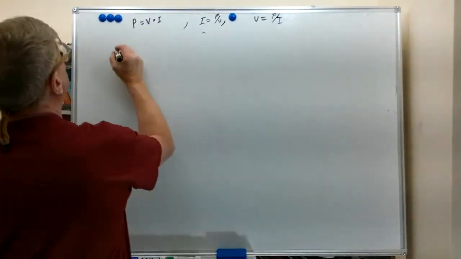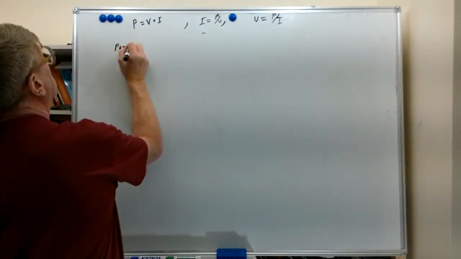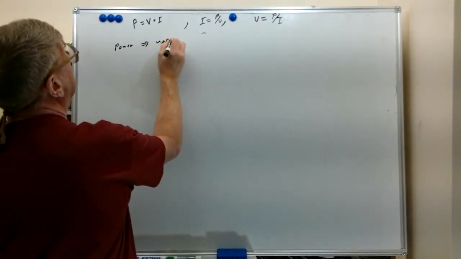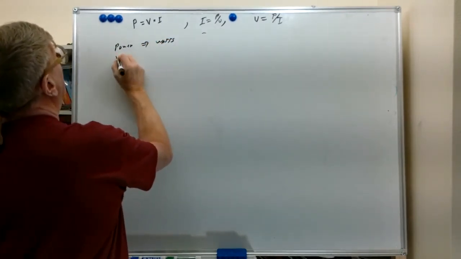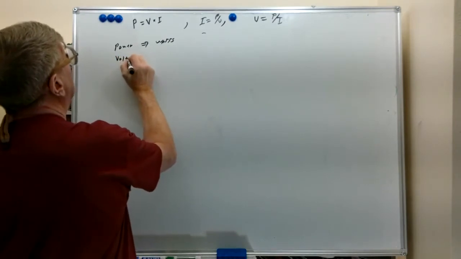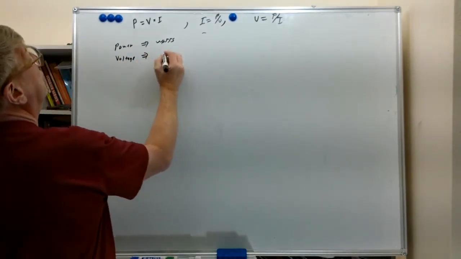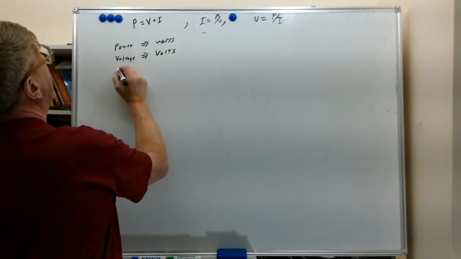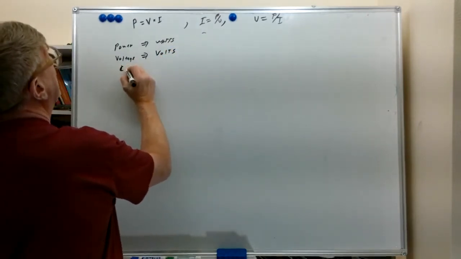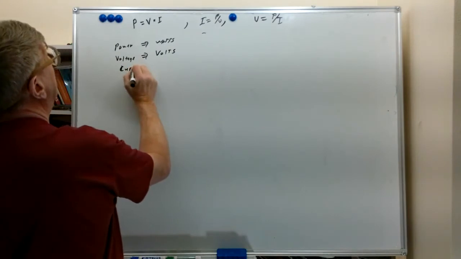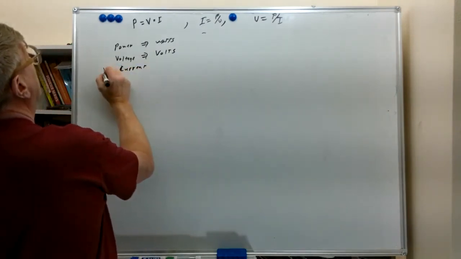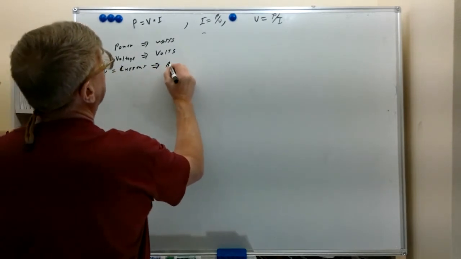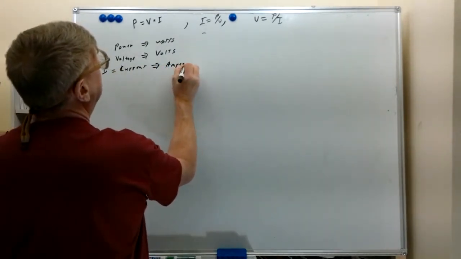My units I'm using here: power, watts; voltage, volts; and current, which we use the I for intensity, and that's in amperes.